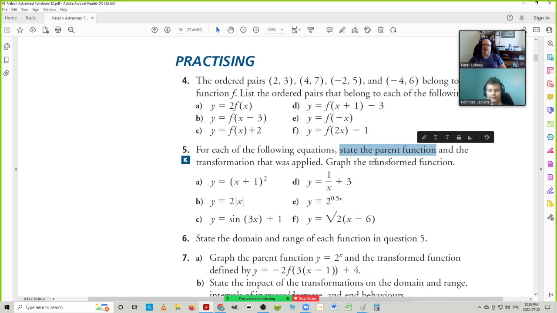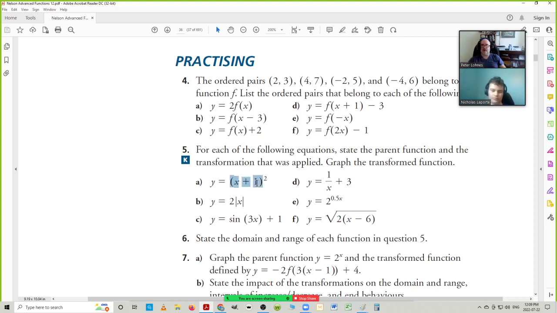What are the parent functions? What's the parent function of this? Y equals x squared. Yep, this one. Y equals absolute value x. This one, sine of x. Yep, this one, 1 over x. This one, 2 to the x. Yep, this one, square root of x. So they're trying to show you how to transform different functions, but the transformation rules still apply.